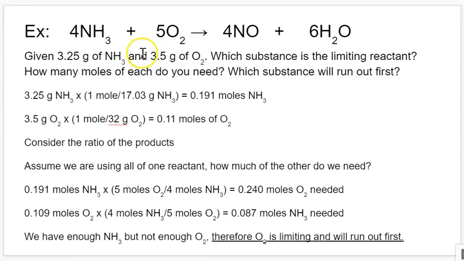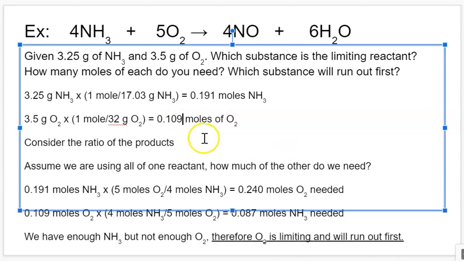So let's start by converting our grams of both reactants into moles, because that's going to be important to figure out who the limiting reactant is. So for the ammonia, I divide by the molar mass, I get 0.191 moles of ammonia. For the oxygen, I divide by the molar mass, I get 0.11. It's technically 0.109. I should do more sig figs here just in case. Okay, so now let's consider the ratio of the substances.